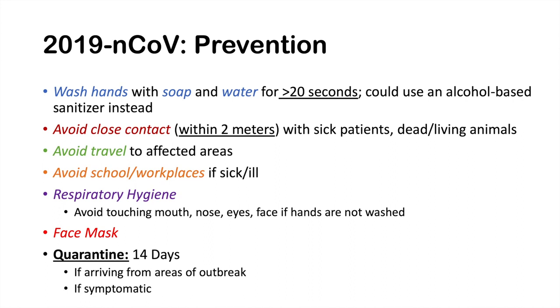So again, these are the ways to help prevent this new coronavirus. Wash hands with soap and water for at least 20 seconds if your hands are dirty. You can use an alcohol-based sanitizer instead if needed. Avoid close contact with sick individuals. Maintain an approximately 2 meter or 6 feet radius. Avoid travel to affected areas. Avoid school and workplaces if you are sick or ill. And maintain good respiratory hygiene.